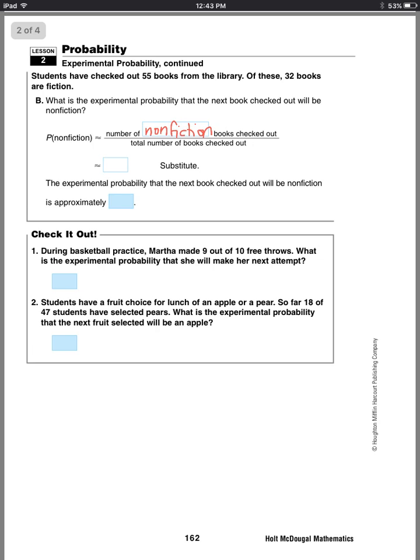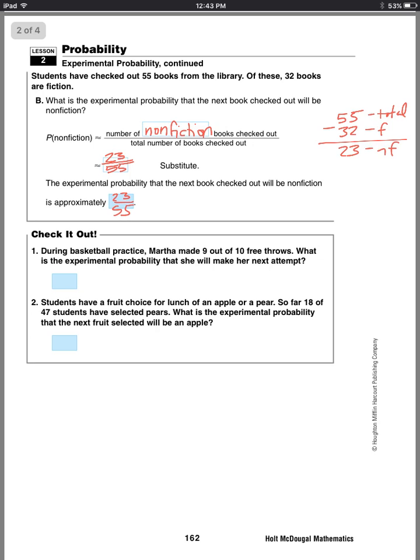So if we know that there were 55 books checked out total, and that 32 are fiction, how are we going to find out how many are nonfiction? Well, we're going to have to subtract these two numbers. And when we do that, we get 23 for nonfiction. So we're going to substitute 23 over 55. So the experimental probability that the next book checked out will be nonfiction is approximately 23 over 55.